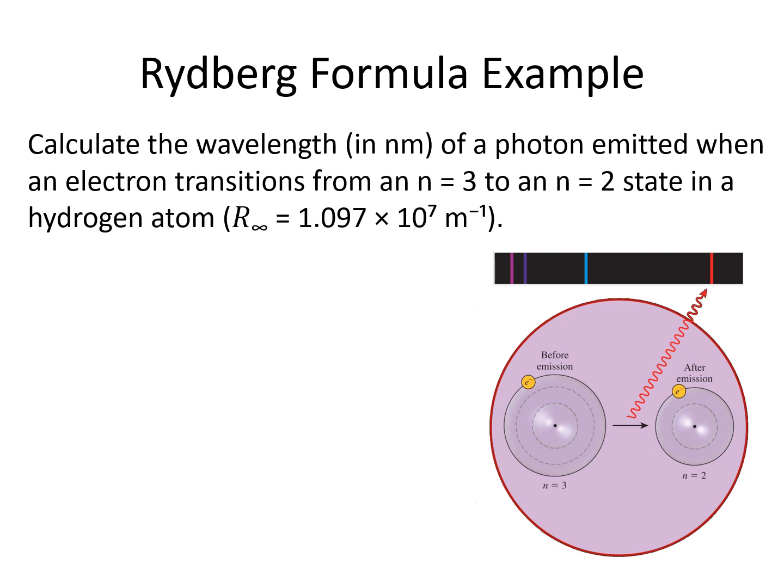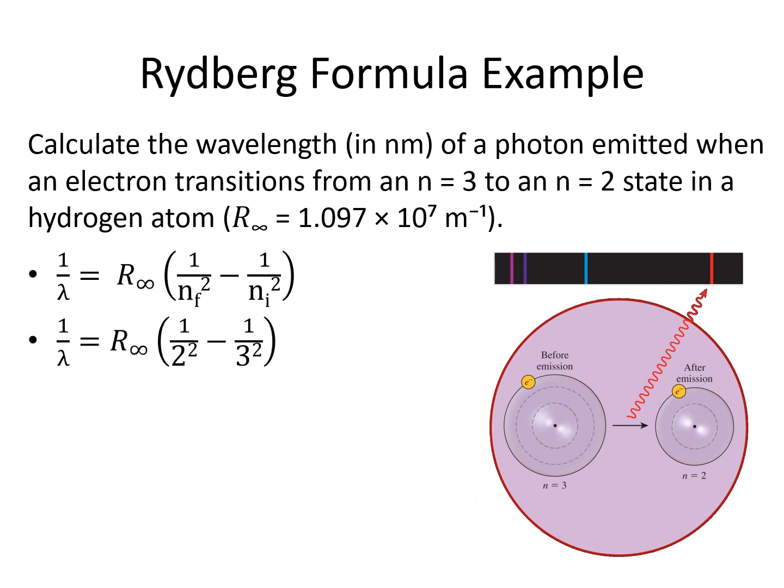In this example, we are calculating the wavelength of light in nanometers of a photon emitted when an electron moves from the n equals 3 energy level to the n equals 2 energy level. We start with the Rydberg equation and plug in our values for our energy levels. The initial energy level is 3, so that gets plugged in for ni. And the final energy level is 2, so that gets plugged in for nf. Don't forget the squares in the equation, so we do 2 squared and get 4, then 3 squared and get 9. So our fractions are 1/4 and 1/9.